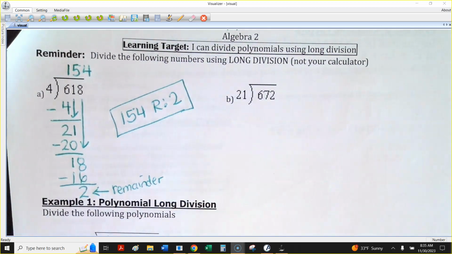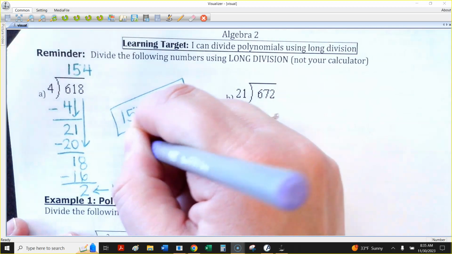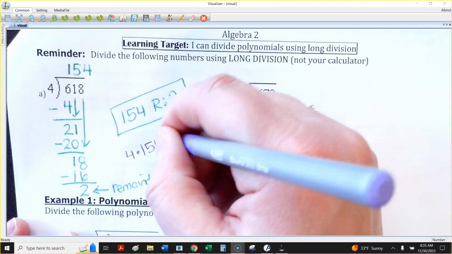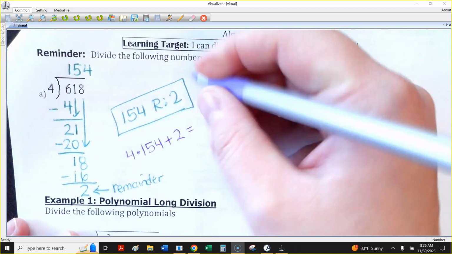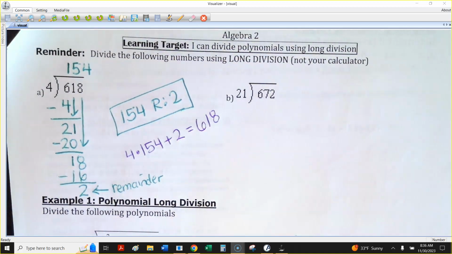Now you don't have to write this, but what it actually means is if I were to take 4 times 154, I would have to add 2 to that to get back the 618. That's what that actually means. If there's a remainder, it means 4 is not a factor of that number. It doesn't divide in evenly. We had an extra 2 there. So not a factor, but that's the general process for the division.